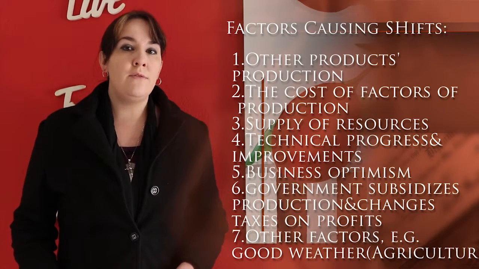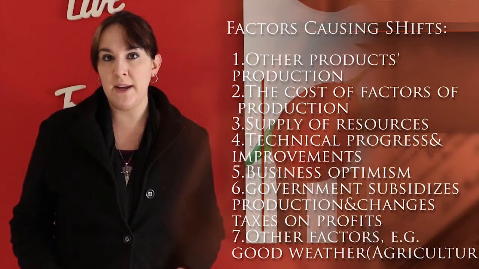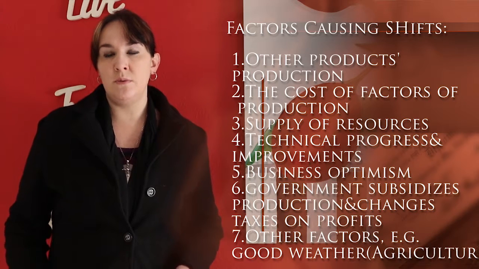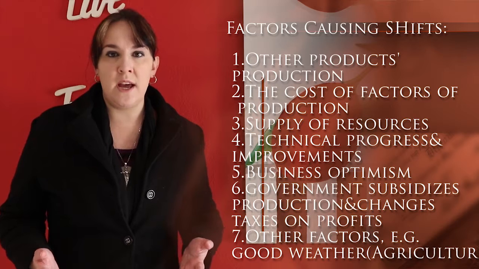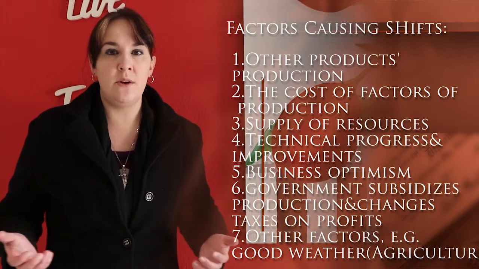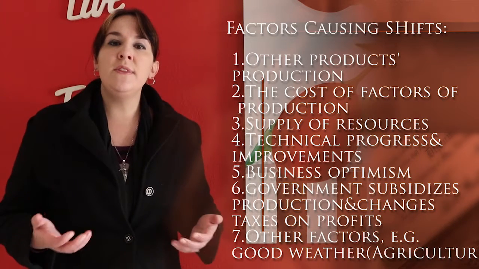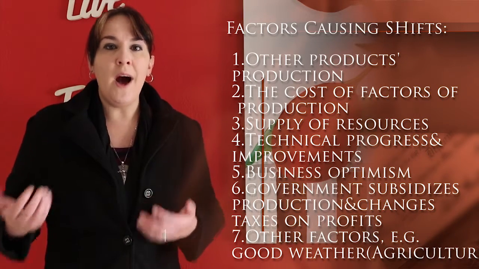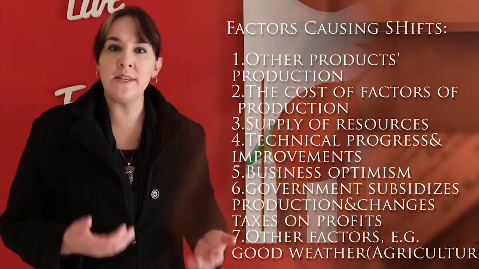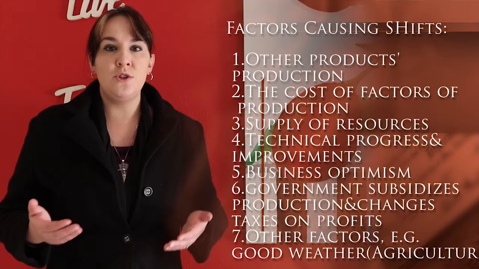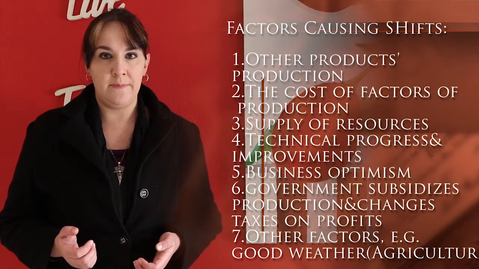The cost of factors of production. Remember those factors of production: land, labor, capital, and entrepreneurship. So for example, people's wages and salaries go up every year to keep up with inflation, and if these wages go up, then that will mean that the cost to the company increases, which could lead to the company having to decrease their supply.